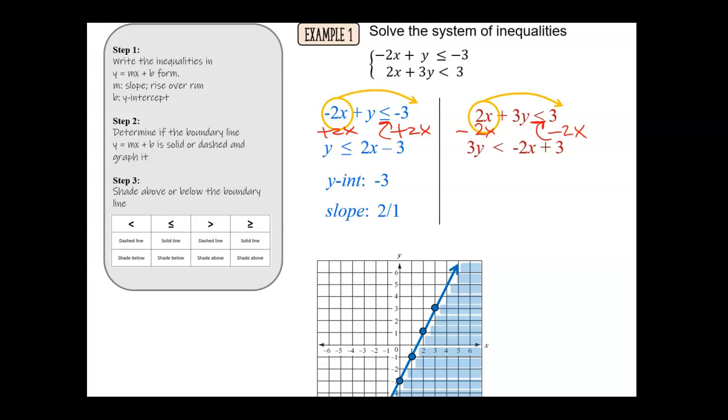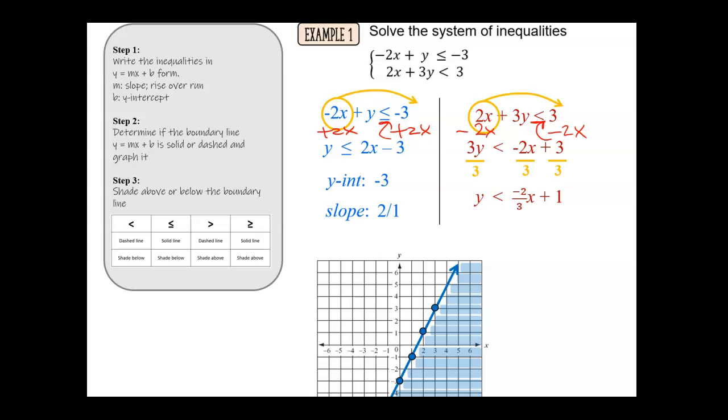Now, how do I get rid of the 3 in front of y? Divide. So divide by 3. Everything gets divided by 3. So the 3y gets divided by 3, the negative 2x gets divided by 3, and the 3 gets divided by 3. Okay, so the far left, the 3's cancel out. So you have y less than negative 2 over 3, which stays negative 2 over 3, and then the 3 over 3 gives you 1 for your constant, your b value.